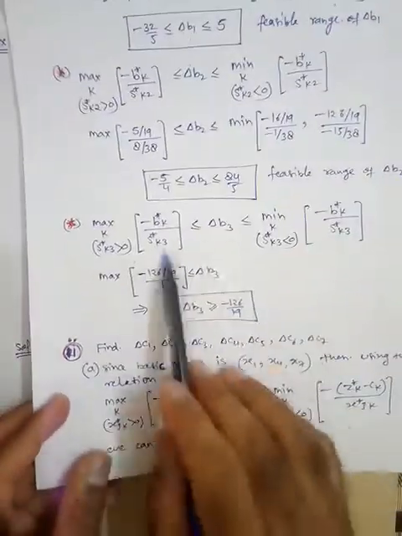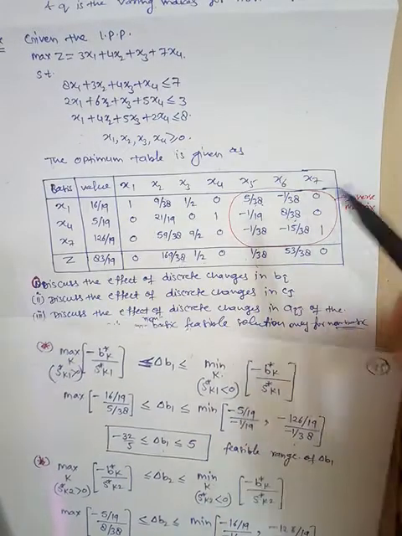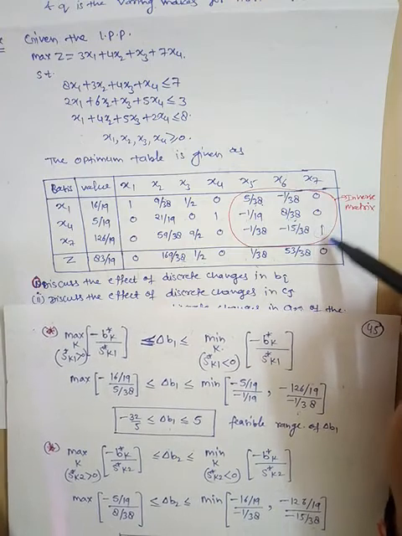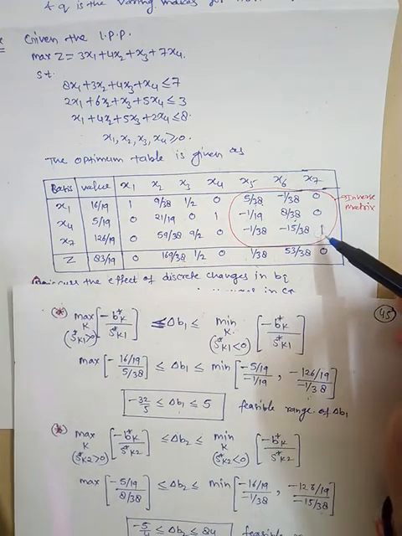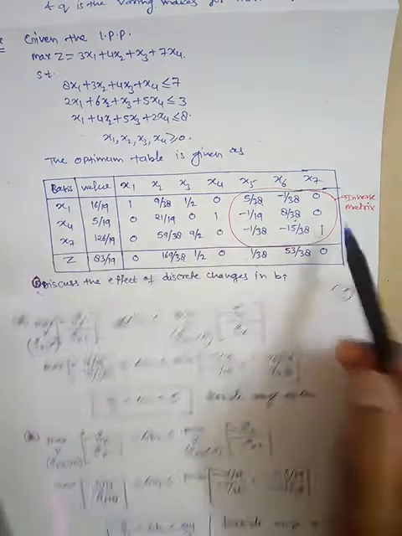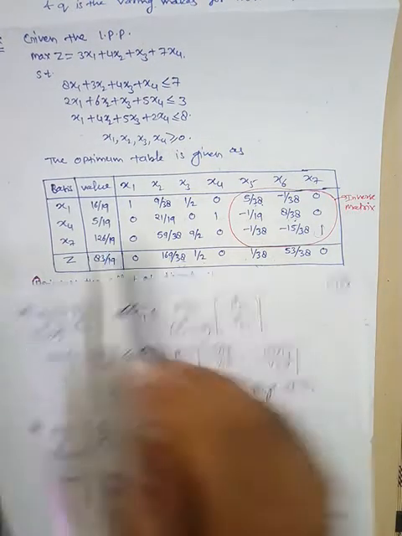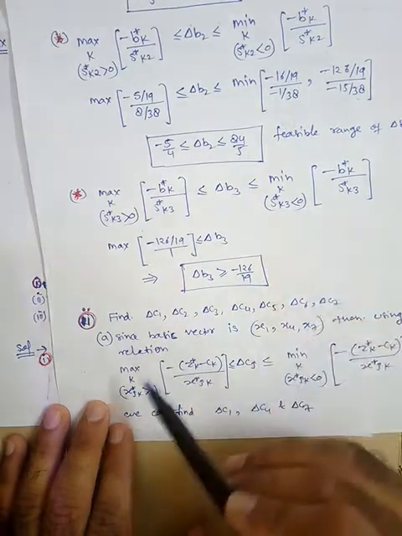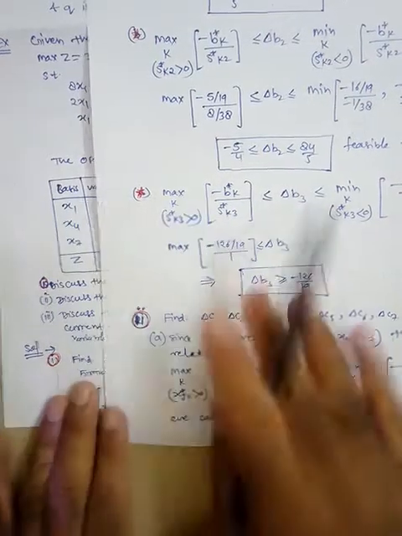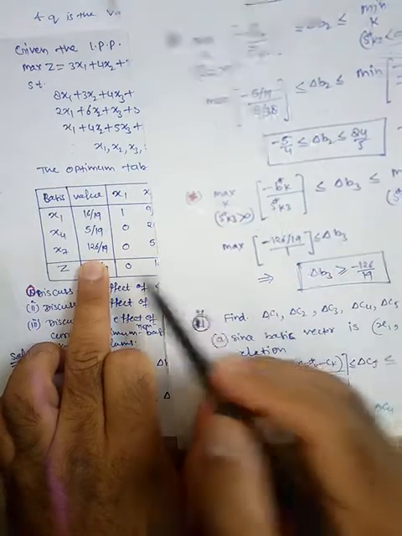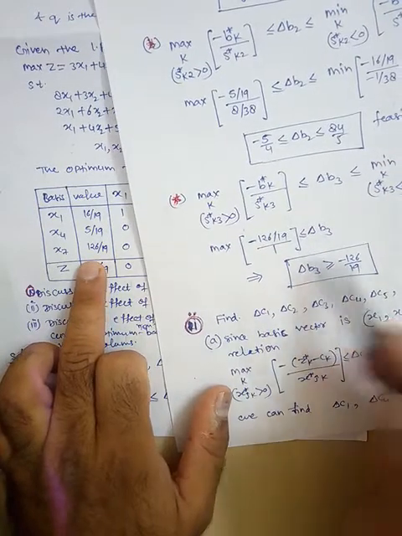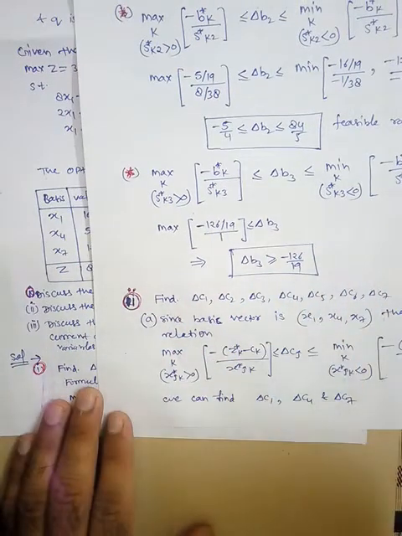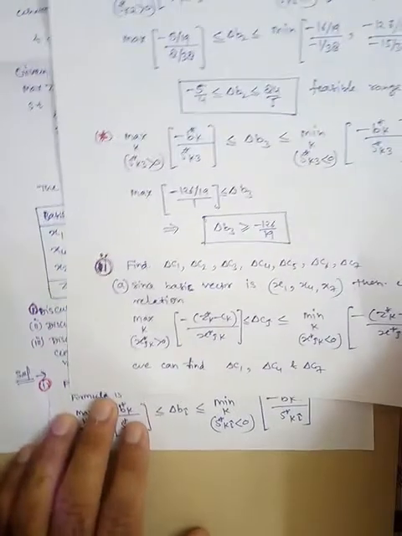And similarly in the last one. Now in the last one you can see that this is a basic variable actually. So here we have only one positive value. There is no negative value. That's why we will have only the lower bound. So the lower bound is minus 126 by 19 divided by 1. There is no value on the other side because there is no negative value, only a positive value. So this is the lower bound. Fine. So this is the way to find the range.